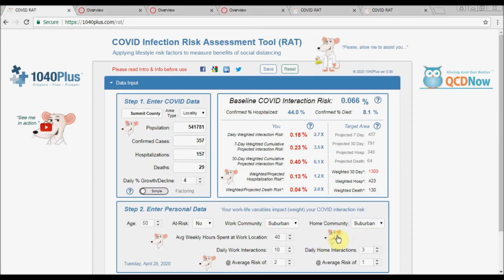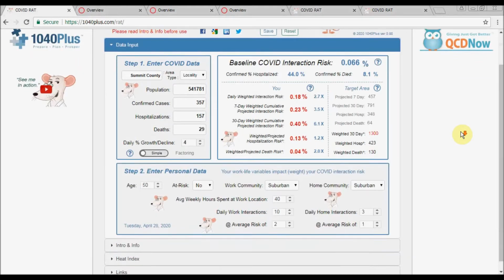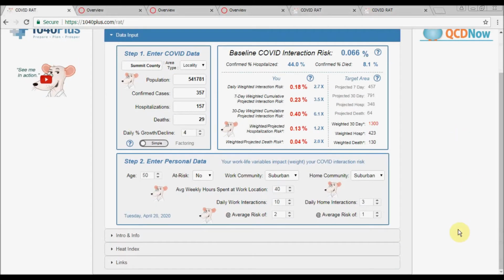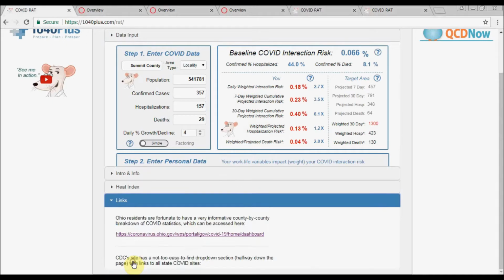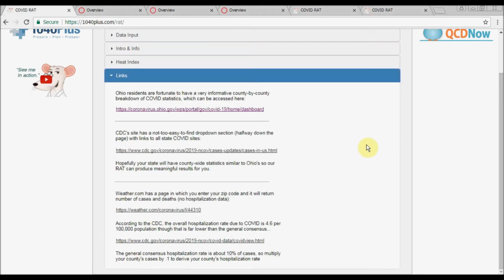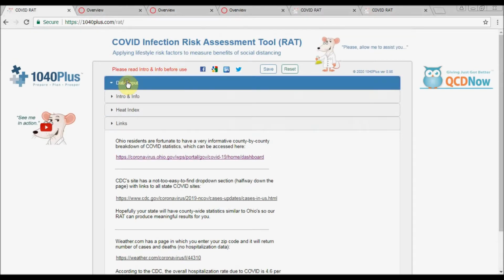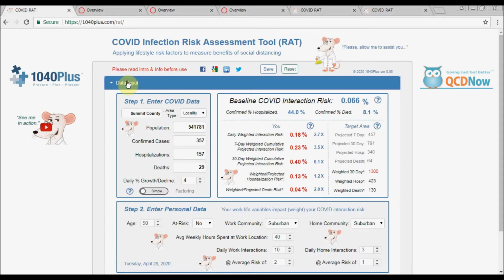As you can see, there are some helpful tool tips to explain the sections to you and some of the methodology. There's also other sections of the program. One important section is going to be the links section, which is links to where you find the data that we're going to be entering in the main interface.